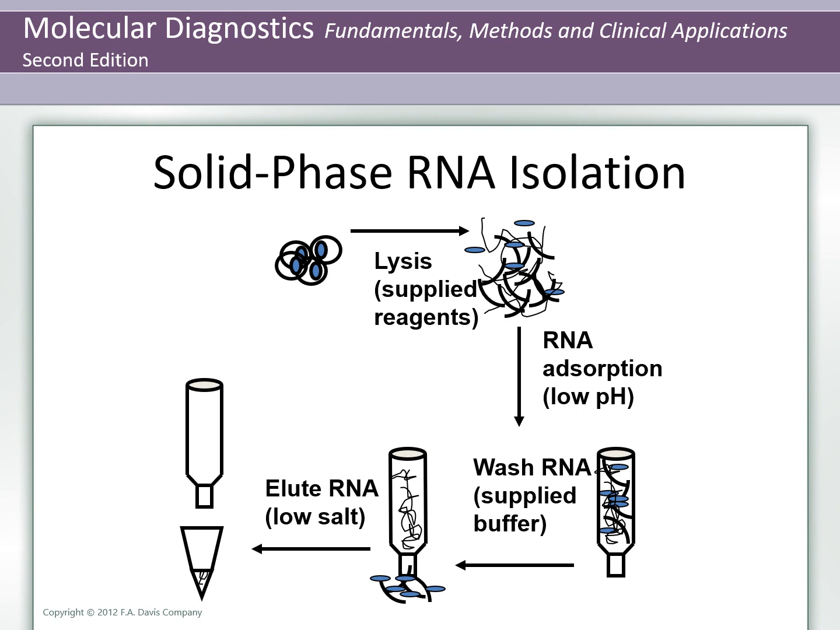Solid phase separation of RNA begins similarly to the steps described in the organic extraction method, but instead the cell lysate is applied to a column and the RNA in solution absorbs to a solid matrix. Washing solutions and the eluent are drawn through the column by gravity, vacuum, or centrifugation. The eluted RNA is usually of sufficient concentration and purity for direct use in most applications. Automated systems use magnetic beads or particles for RNA isolation as well.